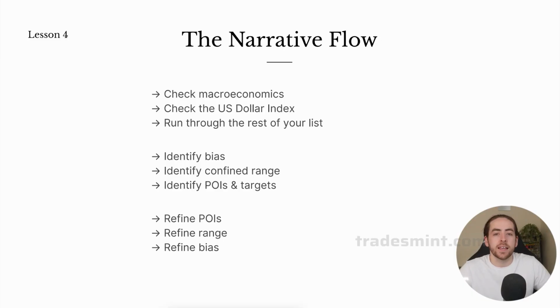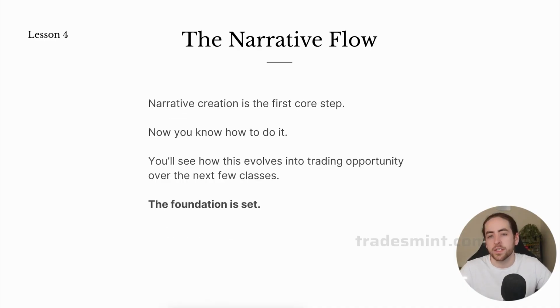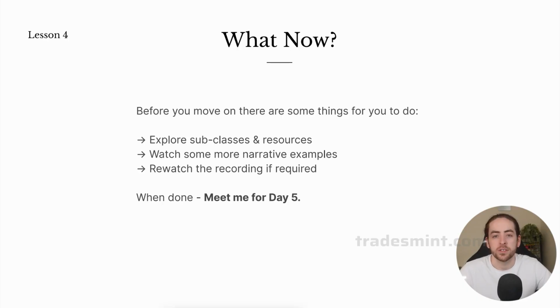We then refine on the daily the points of interest, the ranges, and the biases so that we can find trades inside of trades, or at least just find the first opportunities to trade to and from different POIs inside of the weekly. Hopefully you see it's rather simple and it's very repeatable, okay? Narrative creation is the first core step, and now you know how to do it. You'll see how this evolves into trading opportunity over the next few classes, but for now, the foundation is set.